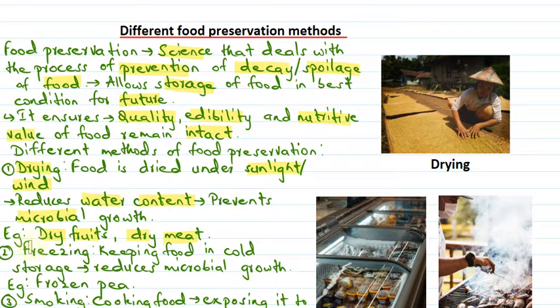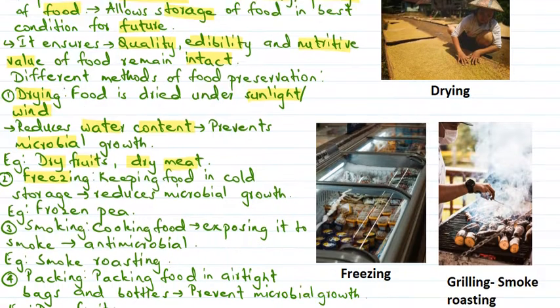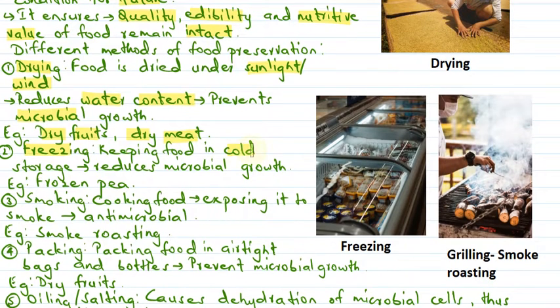Then the next technique is freezing. In freezing, food is kept in cold storage, and this reduces microbial growth. Example, frozen peas. Here we can see a picture of freezing. The food items are kept in a freezer. Similarly, it can be kept in cold storage where the temperature is very low, and at such low temperatures microbial growth would be reduced.